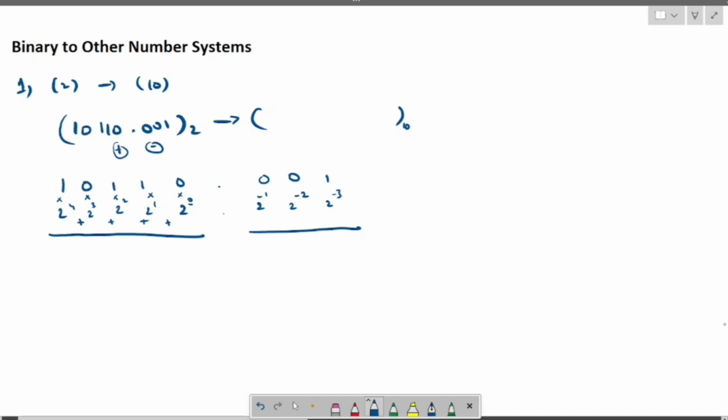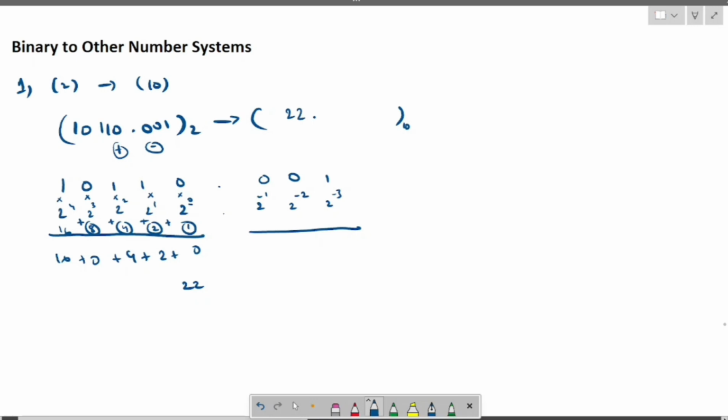So when you do this, 2 power 0 means 1, then 2, 4, 8, and 16. So 1 into 0 is 0. Here directly keep the zeros, like 2, 4. Okay, and here it is 16. Now 16 plus 4 is 20, plus 2 is 22. So before the decimal we got the answer 22 point.